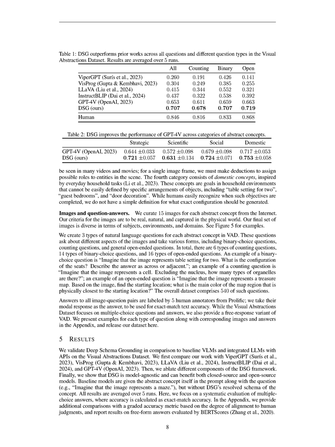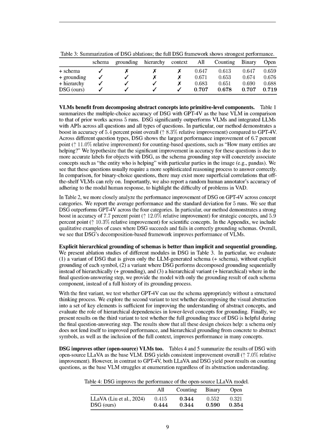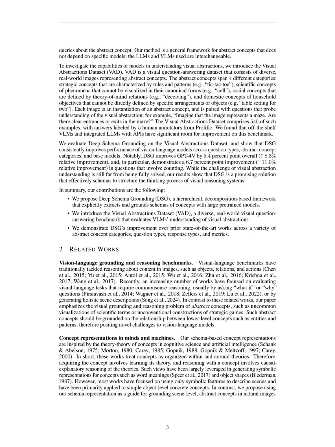The evaluation metrics focused on multiple-choice accuracy, calculated as exact match accuracy, against the modal responses provided by 5 human annotators. Results showed that DSG significantly improved the accuracy of models like GPT-4V by 5.4 percentage points overall, with notable enhancements in counting questions, indicating that the hierarchical grounding and structured thinking process, facilitated by DSG, effectively enhanced visual reasoning capabilities.